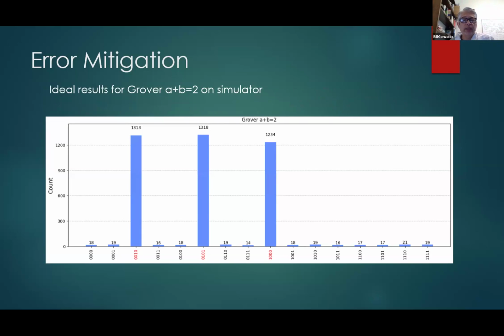So why do we need error mitigation? Just to give you an idea, this is from an execution in Classiq of a Grover A plus B equals 2. You may recognize this from the bootcamp or similar. You get some nice results here. You get 0, 0, 1, 0, 0, 1, 0, 1, or 1, 0, 0, 0, 0, which gives you A plus B equals 2. The first two readouts being the A and the second being the B.